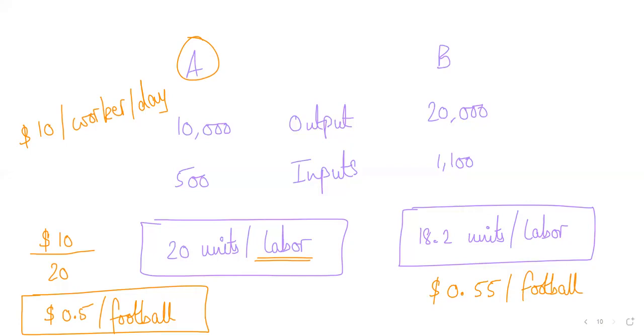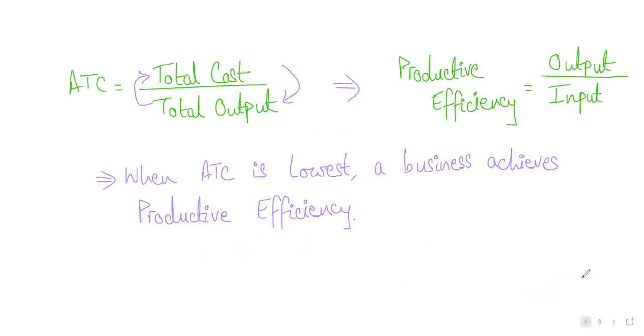Its ATC is also higher. Yes or no? Am I making sense? ATC is higher because each football in factory B is costing you how much? $0.55 per football, whereas in factory A, it's costing you $0.50, right? So which of the two is lower? Obviously 0.50 is lower than 0.55, right? So does this make sense now? So what I was trying to say over here, when ATC is lowest, a business achieves productive efficiency, right? Now let's move on. Do let me know if there's anything that's still not clear and you want to ask me, right?